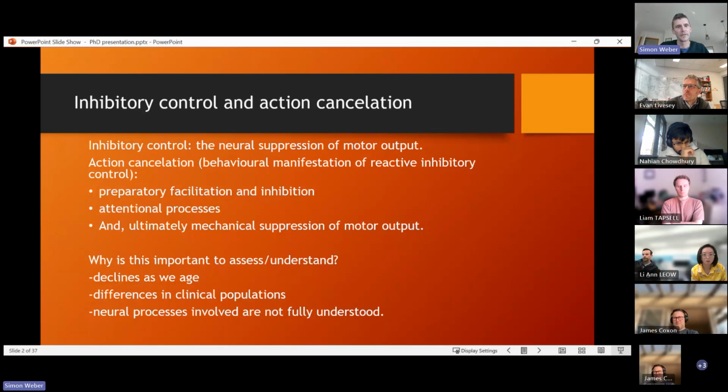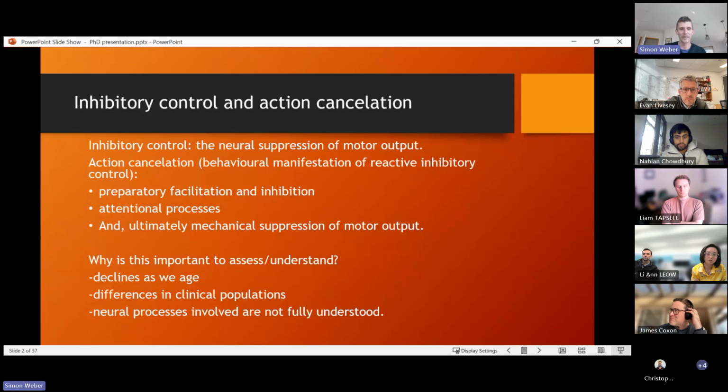And of course, if you're stopping to changes in the environment, then you need to first attend to those changes. So all of these attentional processes are involved, and also sensory processes. If you're stopping to the sound of a car horn or a red light or someone's brake lights, these things will all make a difference. And then ultimately, you've also got the mechanical suppression of motor output. But the main point here is that there are lots of different things that will influence the way that this manifests, and it's very subject to contextual differences.